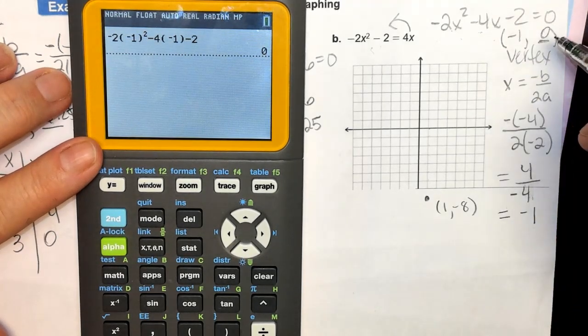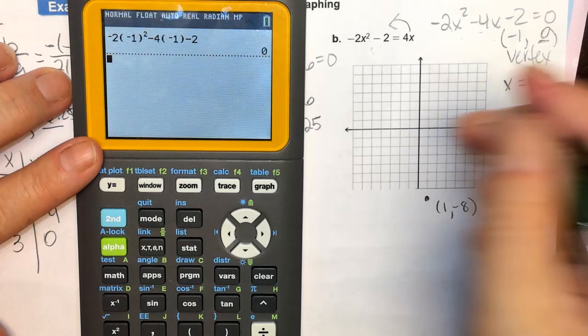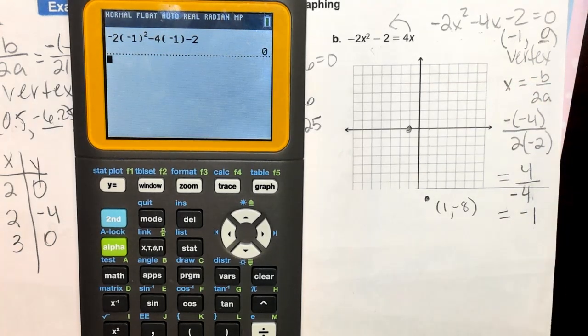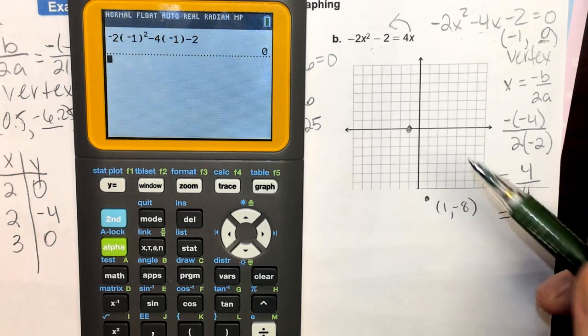Well, that's also an x-intercept. So are we going to have more than one? Can you plug in another value for x and get the same output? Not if you're making a parabola, you can't. So what do we know? We know our x-intercept is our vertex in this solution.